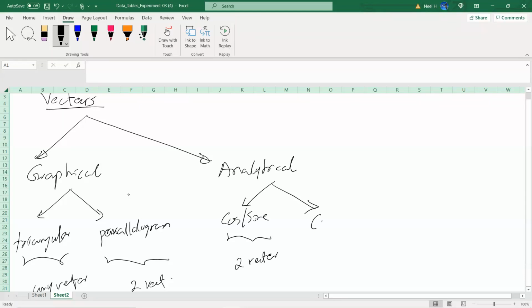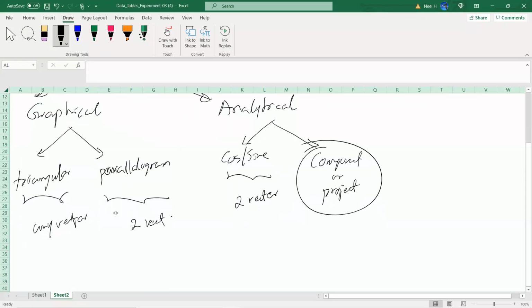The last method is the most important one, the component or projection method. That's the one we actually used during the class so far, particularly the last two chapters. We've been using vector components and vector projections, okay? So we're going to take a look at that also.